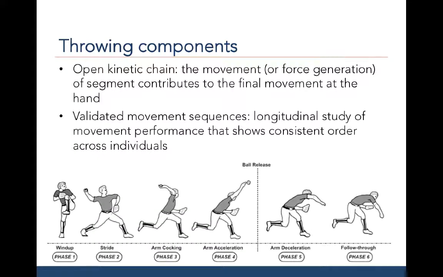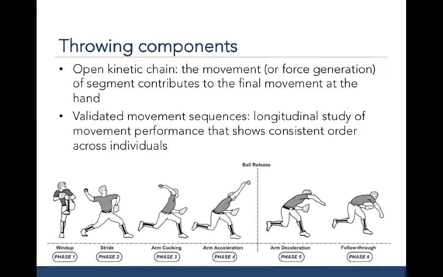Before we examine the different components of throwing, let's first recall that movements like throwing, kicking, and striking are open kinetic chain movements. This means that the hand, foot, or striking implement are freely moving and there is nothing directly restricting the movement. This also means that the movement or force generation of each segment contributes to the movement of the hand, foot, or striking implement. When the sequence of movements are well coordinated and the timing is correct, we have an efficient and powerful system.